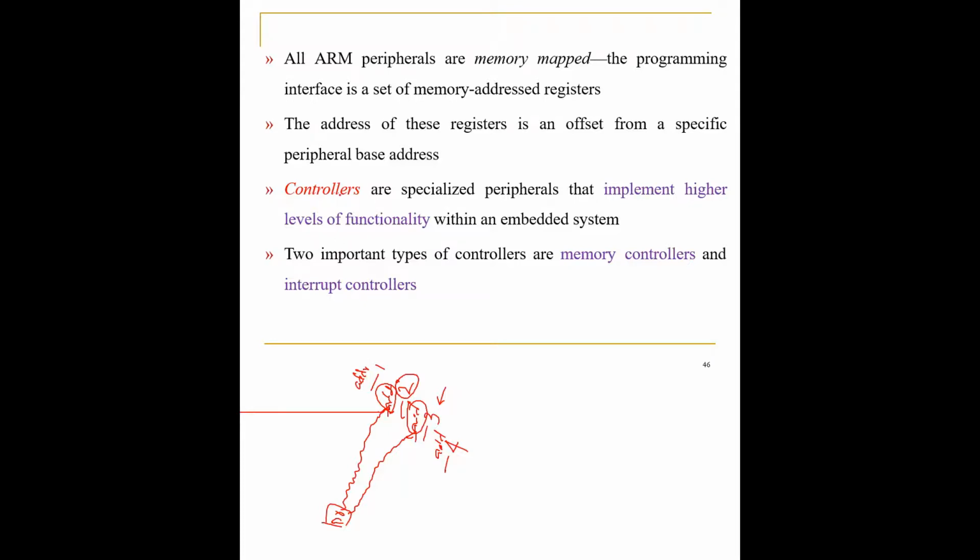In addition to this, there are controllers. Controllers are specialized peripherals that implement higher levels of functionality within an embedded system, which we are going to study in the future. Two types of controllers are available: the memory controller and the interrupt controller. So the controllers are also part of embedded system hardware. One is the interrupt controller and the other is the memory controller, right?